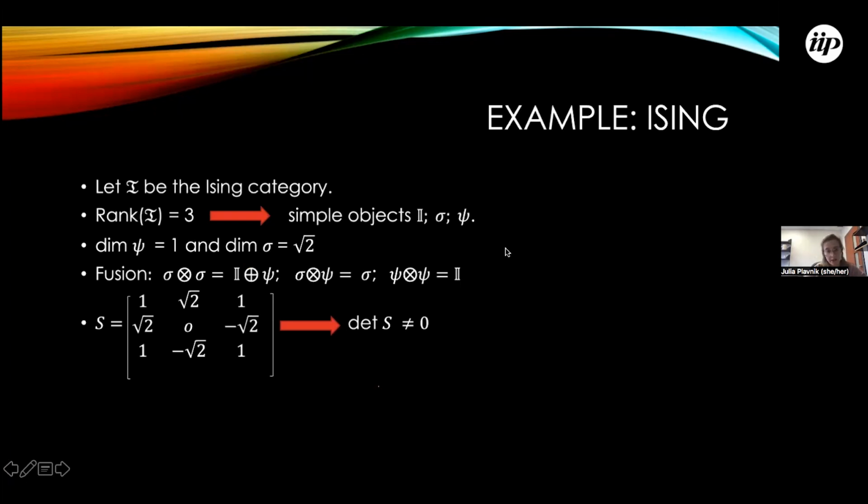So another example is the Ising category. In this case, the Ising category has rank 3, and the simple objects are 1, sigma, and psi. Psi has dimension 1, which means that you can prove that this object is invertible. X tensor X dual will give you 1. And when that happens, we name the object invertible, because the dual is the inverse for the product. But this other object has dimension square root of 2. Here I wrote the fusion rules and the S matrix, which is again different from 0.